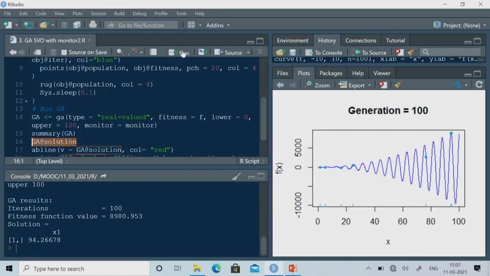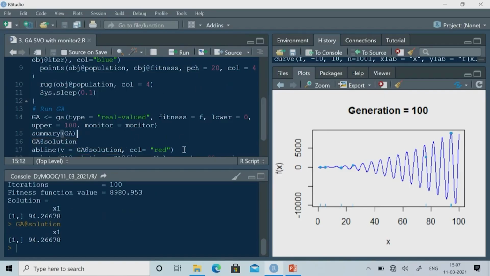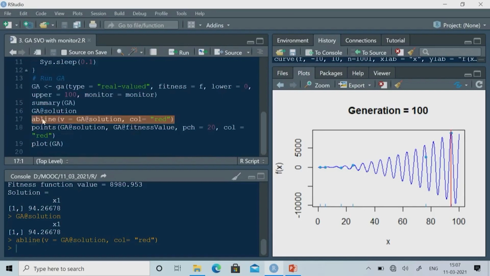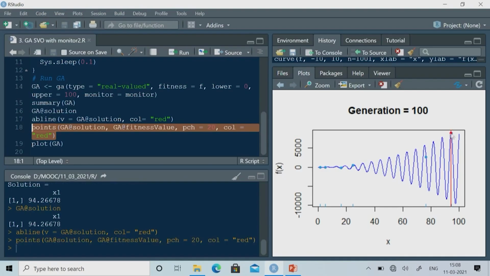So, this is the solution 94.26678, and I can draw a vertical line using the abline command. So, this is the vertical line. This is the final solution I am getting, and I would like to locate the optimal point. This is the optimal point somewhere here.